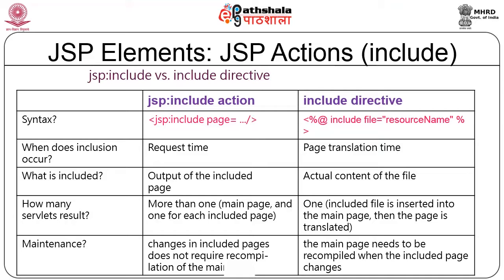Okay. How many servlets result out of this? In the first case, more than one servlet, because we require one servlet for the main page and one servlet for the included page. If many pages are included, then many servlets will get compiled. Whereas in the latter case, only one servlet will come out because the included file is inserted into the main page itself, so the whole page gets translated. What about maintenance? In the first case, changes in included pages do not require recompilation of the main page, whereas in the second case, the main page needs to be recompiled when the included page changes. So these are the differences between the include action tag and the include directive.